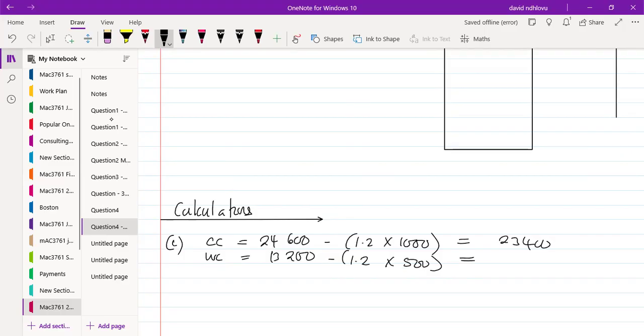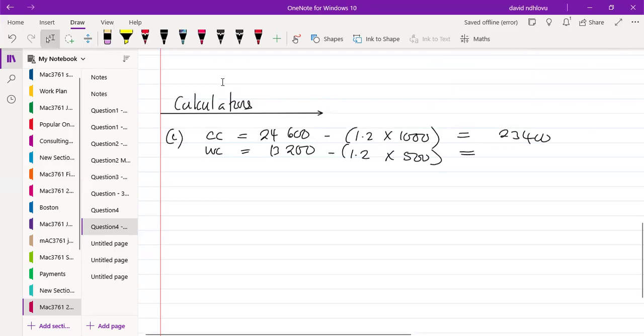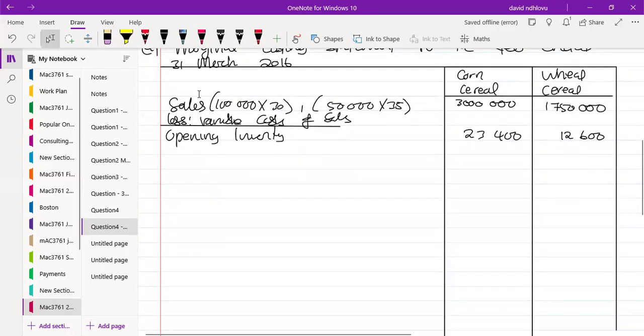This is the figure that we use here, which is comprised of only variable costs of the prior year. 1.2 by 500 from 13,200 gives me 12,600. So then we have 12,600. You can see we are applying the same thing, except that this time the information is much broader than what we had today. There is a story, not just figures. Any questions, good people, on what we have so far?